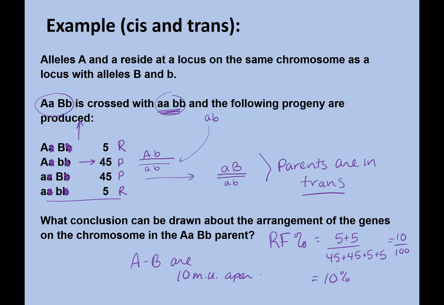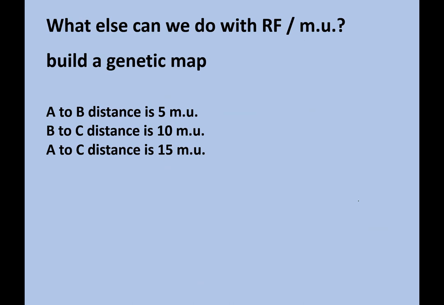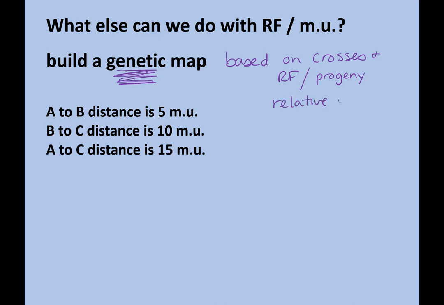All right, cool. So now we've been able to figure out recombination frequency, map units, if the alleles are in cis or trans. What other fun stuff can we do with recombination frequencies and map units? We can build what we call a genetic map. Now, this is a genetic map based on crosses and recombination frequency. So based on progeny, this is a relative map, okay? These are not actual units. Map units, again, do not equal 100 nucleotides or anything like that. It's a relative map based on genetic crosses, and it tells you kind of how close and how far things are.